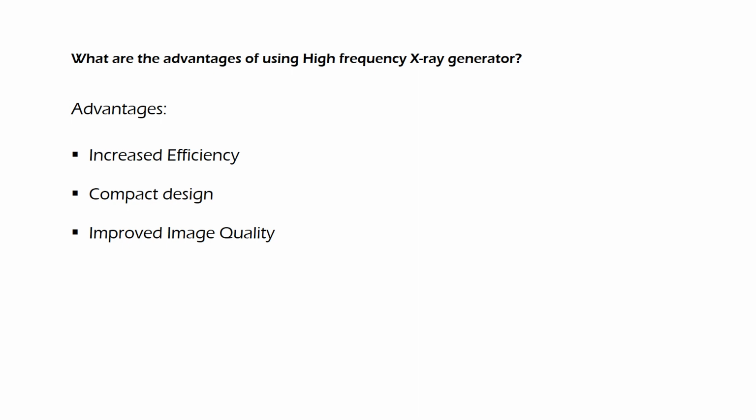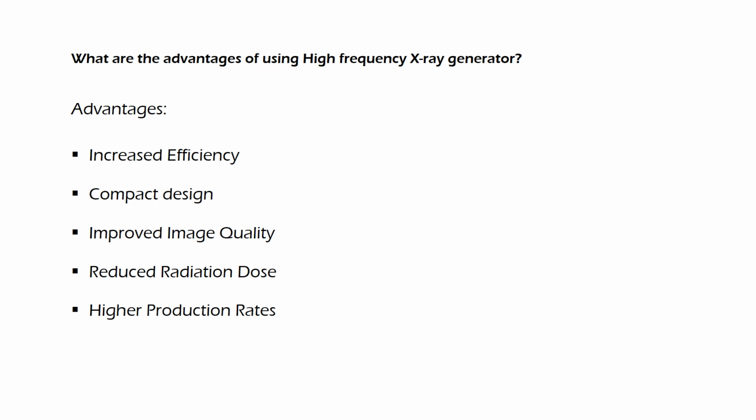Improved image quality. High-frequency generators can produce X-rays with a more consistent energy spectrum, which can result in better image quality. This is because the energy spectrum of the X-rays is less affected by fluctuations in the power supply. Reduced radiation dose. High-frequency X-ray generators can produce X-rays with a more precise energy spectrum, which can be tailored to the specific imaging needs of the patient. This can result in lower radiation doses for patients.